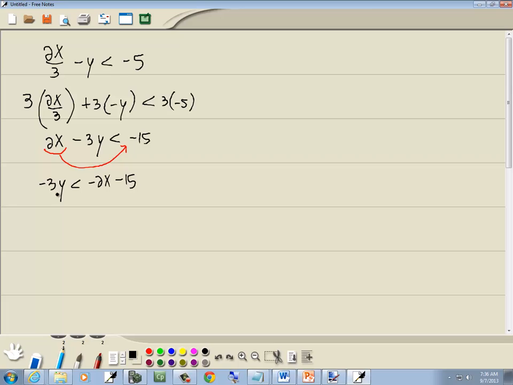Now step 4 we don't have to do. Step 4 is, if the variable you're solving for is in 2 or more terms, factor it out. It's not. Step 5, divide everything by what's in front of or in back of the variable you're solving for. We're solving for y, there's a negative 3 in front of it. So we're going to divide everything by negative 3.